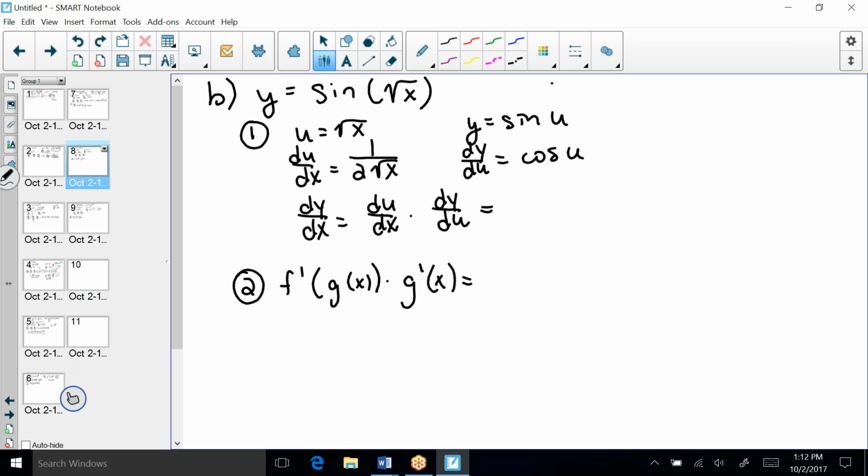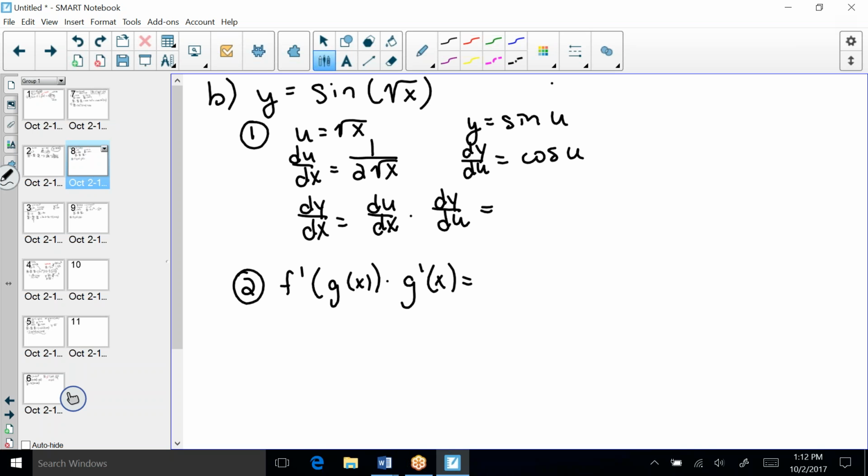So the inside function u is square root of x. du/dx, the derivative of square root of x, is 1 over 2 root x. And the outside function, y, is the sine of u. And dy/du, the derivative of sine, is cosine of u. And then in Leibniz notation, we're putting those things together. dy/dx is du/dx times dy/du.